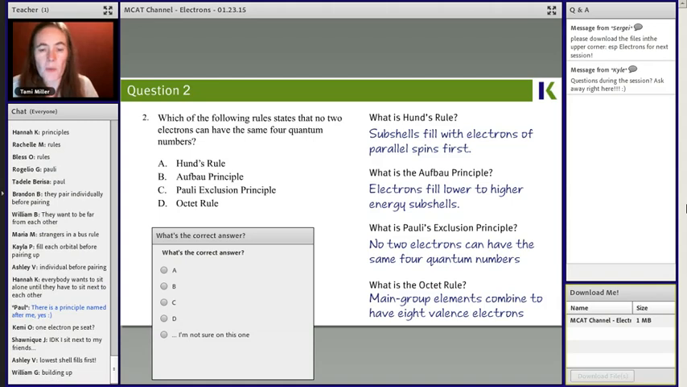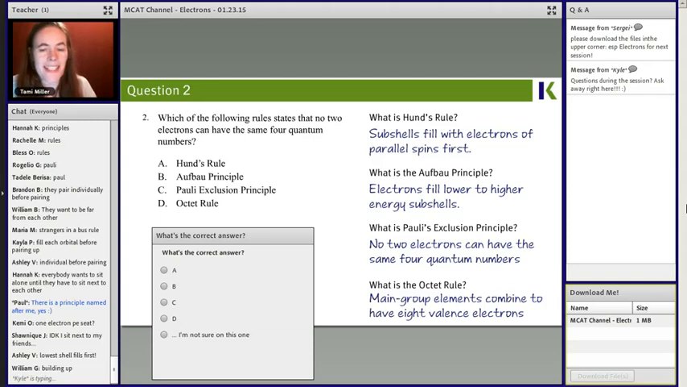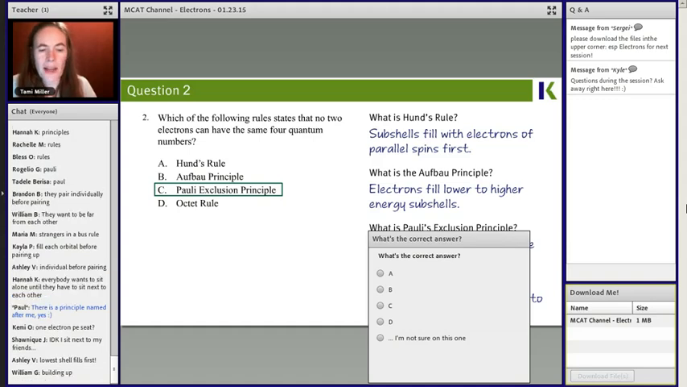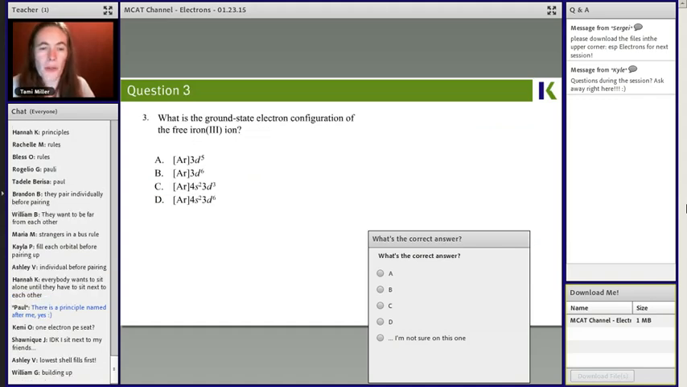Very, very well done. We've got one more question, so we're going to set the timer again for 45 seconds, and we're going to have you guys do question number 3. You were nailing this earlier, so I know that you can get this right. We're going to reopen the poll, 45 seconds. Good luck.